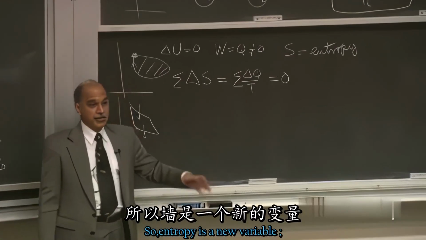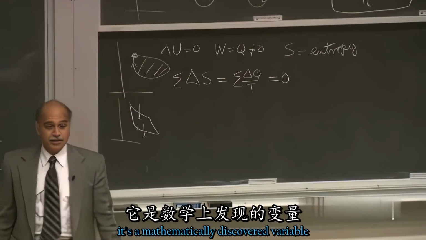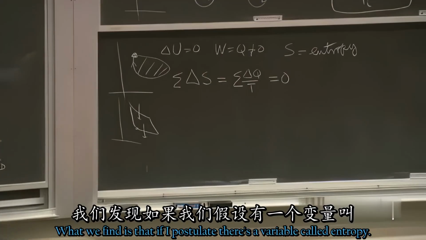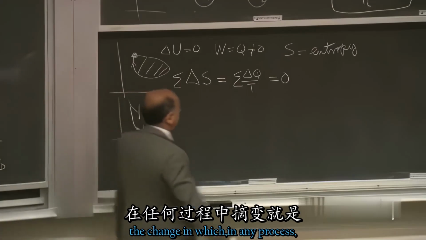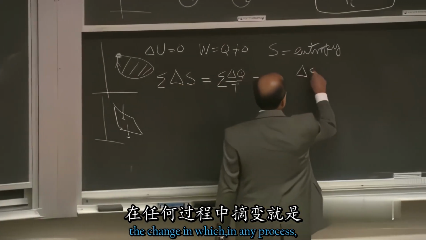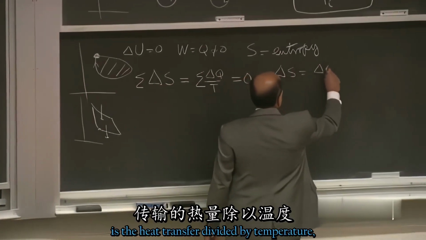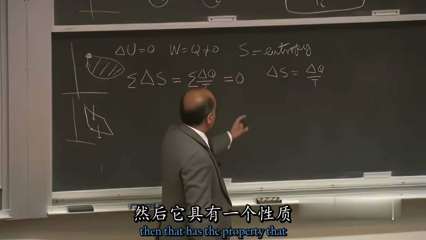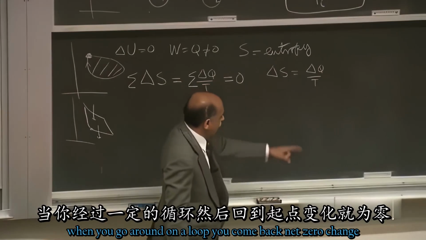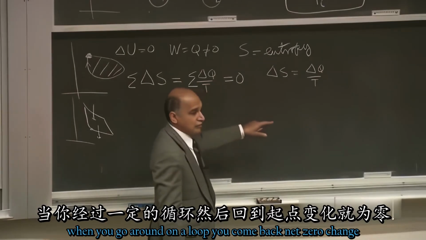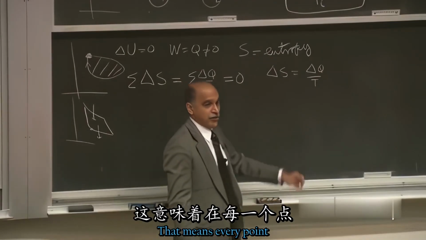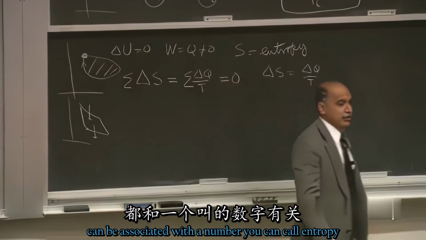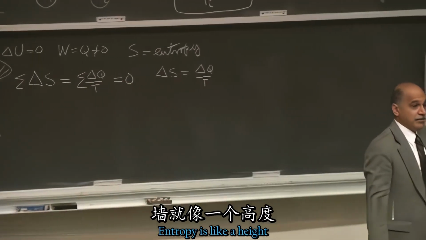So entropy is a new variable. It's a mathematically discovered variable. What we find is that if I postulate there's a variable called entropy, the change in which in any process is the heat transfer divided by temperature, then that has the property that when you go around on a loop, you come back to net 0 change. That means every point can be associated with a number you can call entropy. Entropy is like a height.